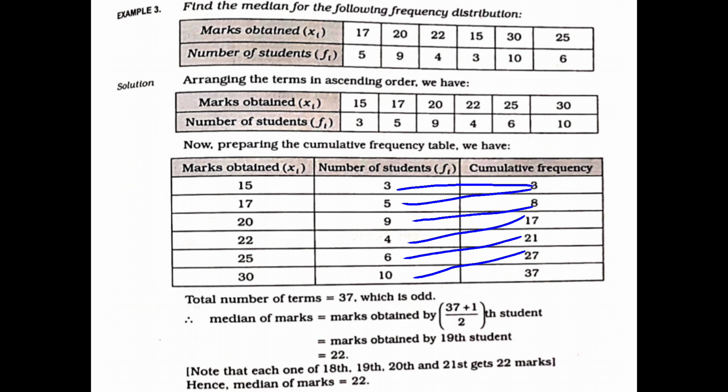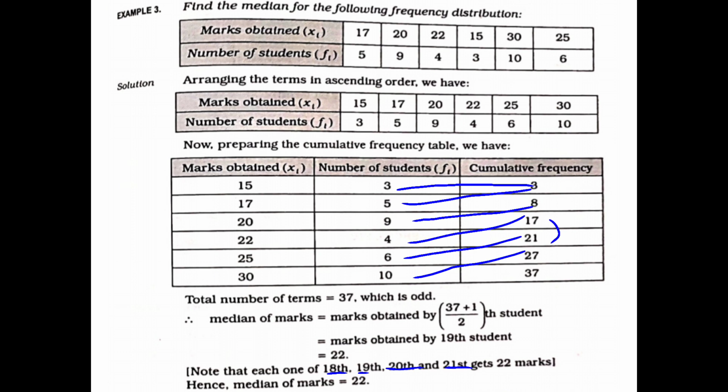Now we have to check where 19 is. In the cumulative frequency we have to check where 19 is. We don't have 19, but we need to find which two numbers 19 is lying between. 17 and 21 only, the 19 is lying. In between numbers we write 17, then 18, 19, 20, 21 and 22.